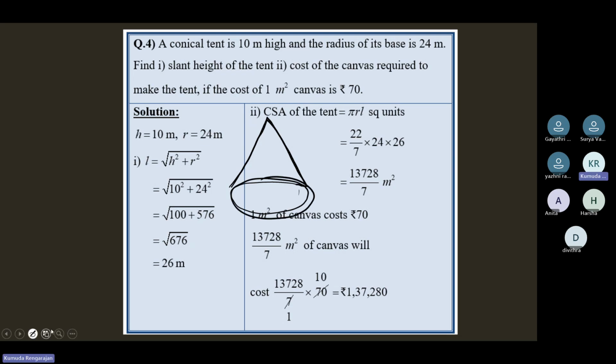So remember that whenever a tent is put up, the material, whatever material is used, is used to make only the CSA, the curved surface.